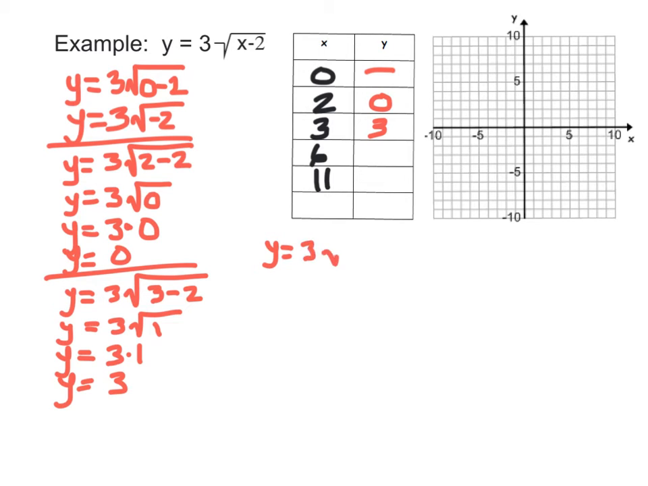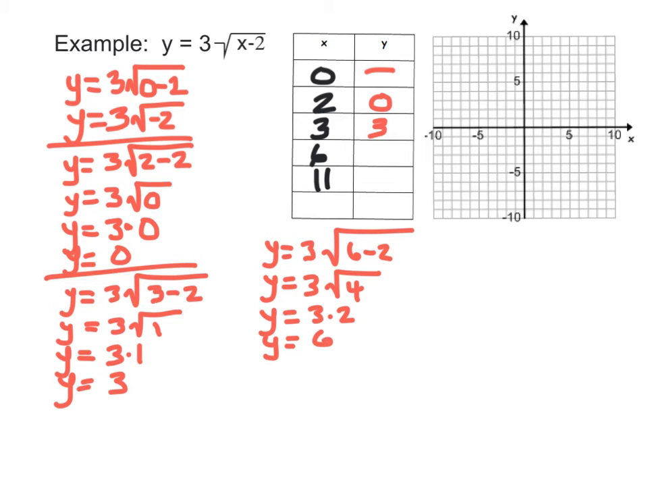We'll go ahead and put 6 in. 3 times the square root of 6 minus 2, which is 4. The square root of 4 is 2, so we have 3 times 2. And 3 times 2 is 6.